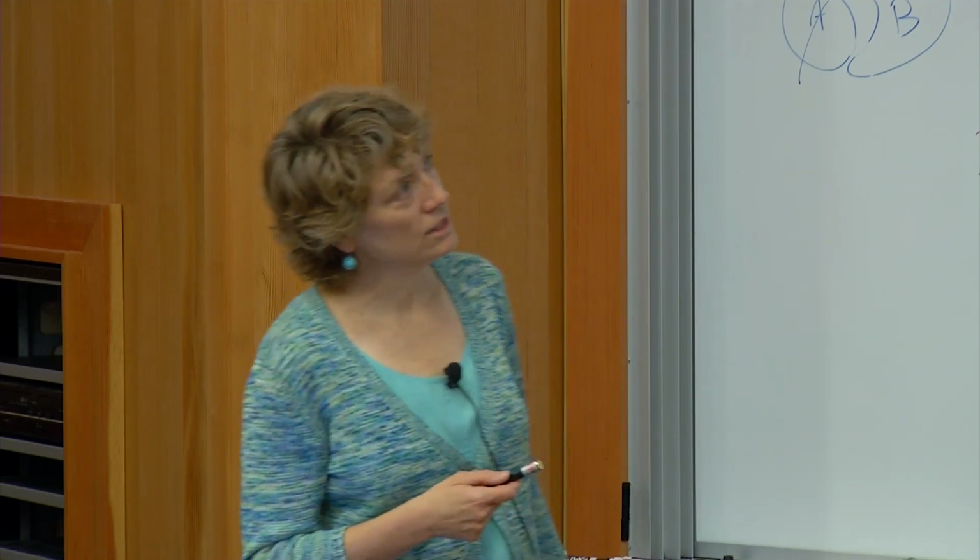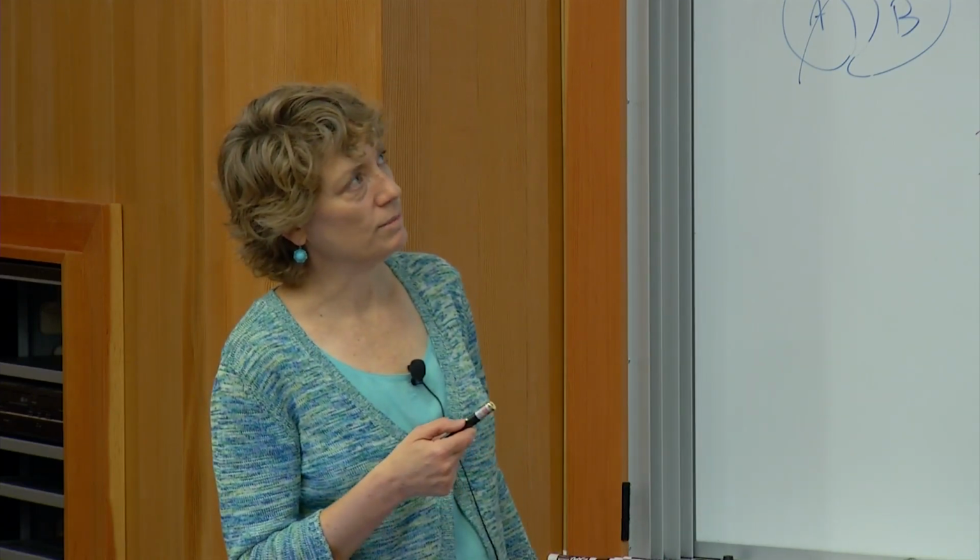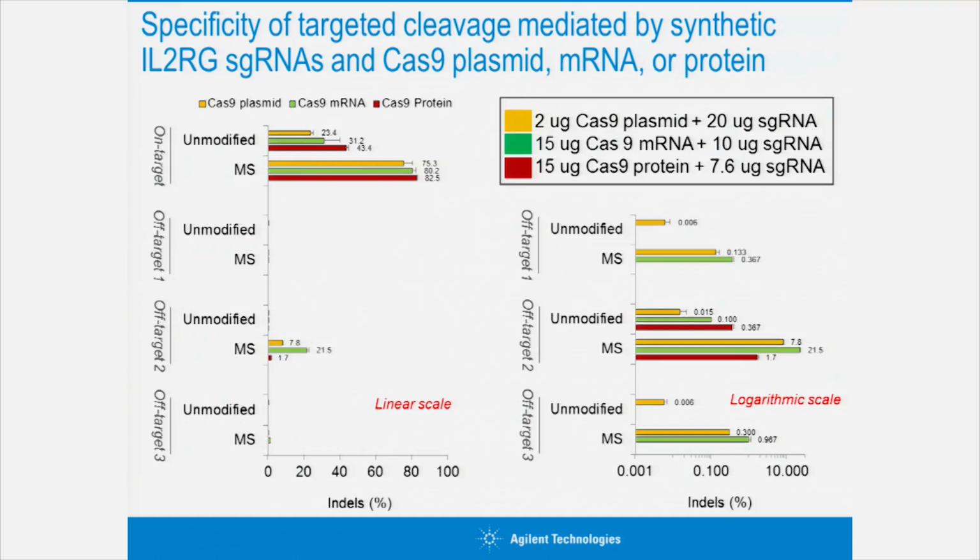So this is a little bit of a complicated slide, but just focus up here first. I mentioned we also tested the chemically modified guide RNAs together with the protein. So this shows just the MS modification versus unmodified guide RNA. The yellow is Cas9 expressed from a plasmid. The green is Cas9 expressed from an mRNA. And then the red is the Cas9 protein pre-complexed with the guide RNA before it gets transfected into the cells.